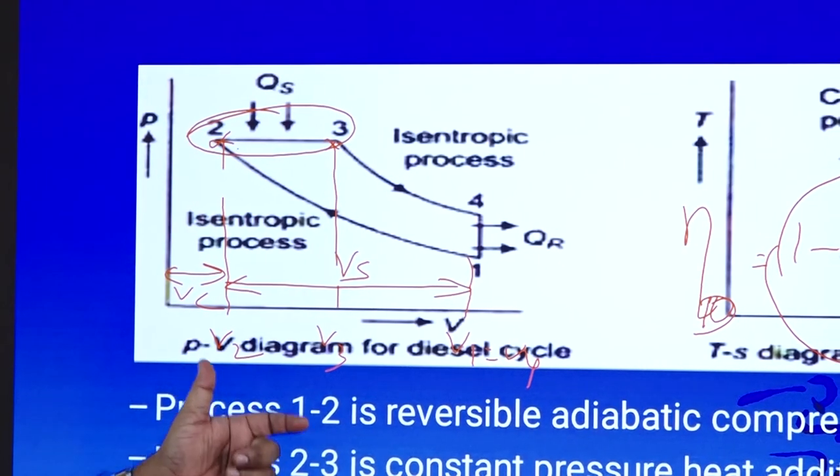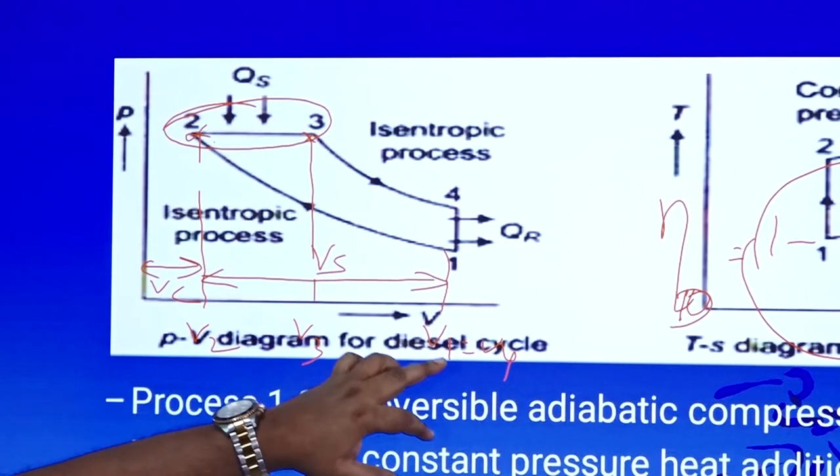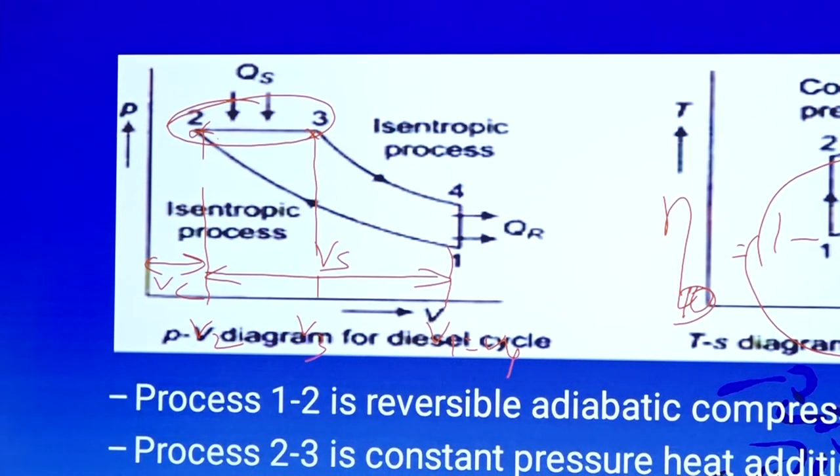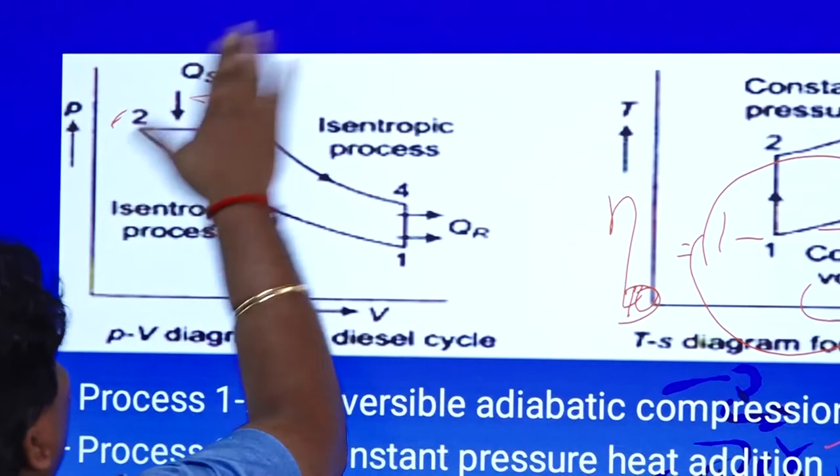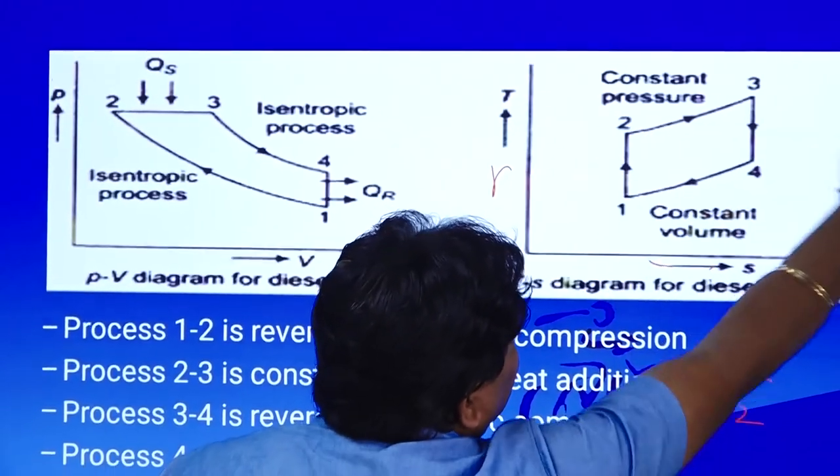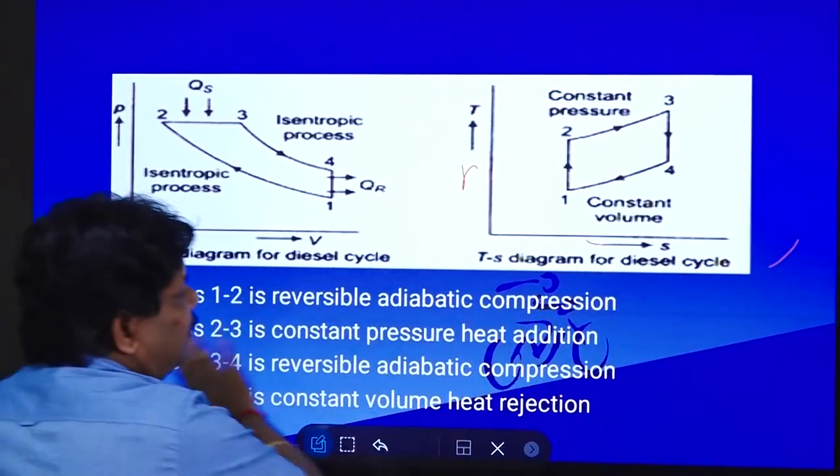So V1, V2, V3, where V1 is equal to V4 here. If you know all these things, you can directly substitute in the formula and easily get the answer within a shorter period.